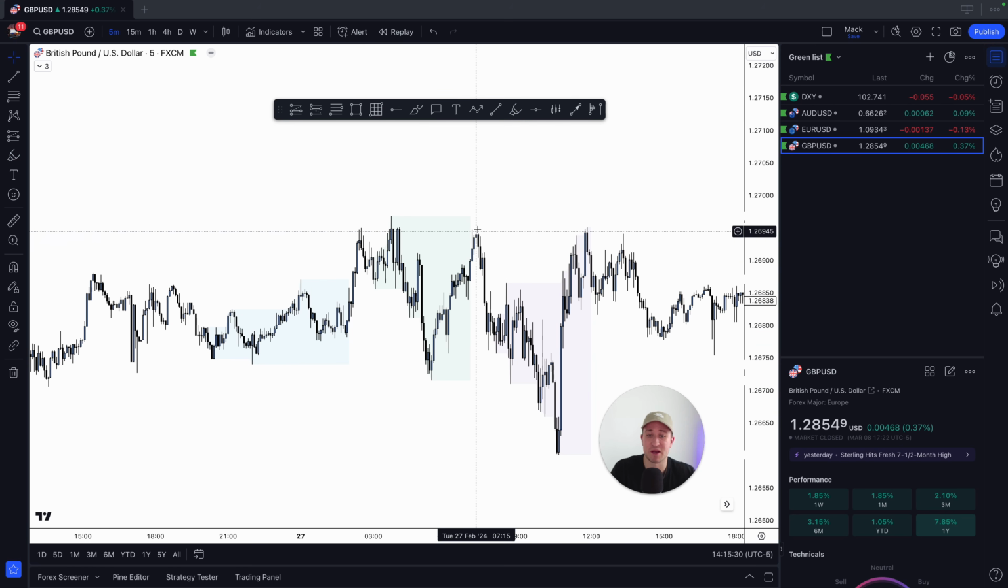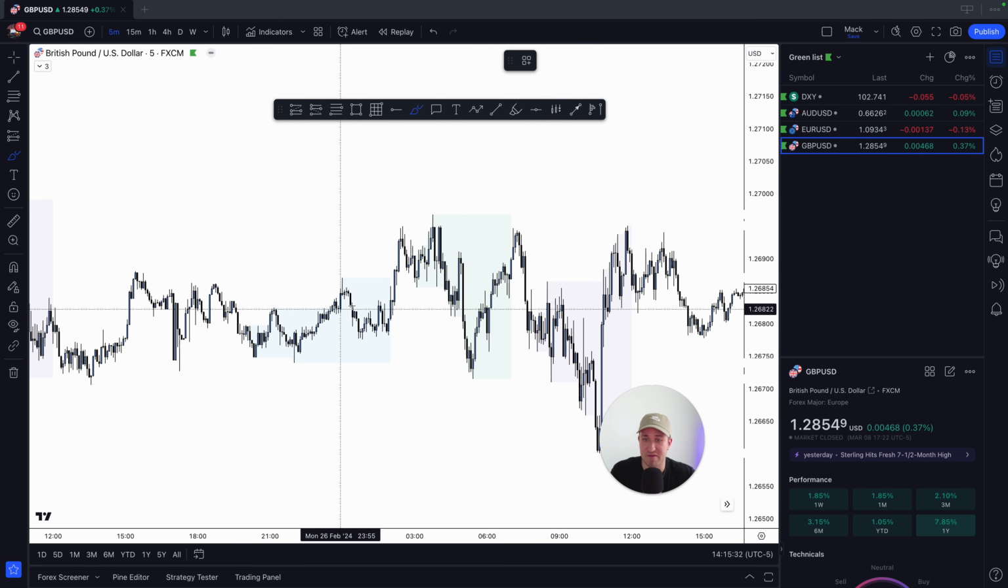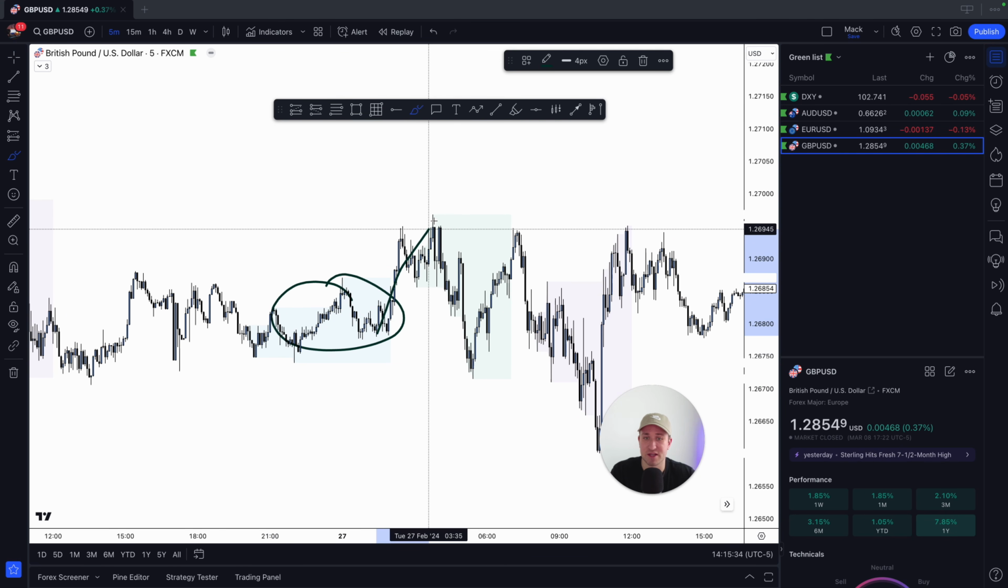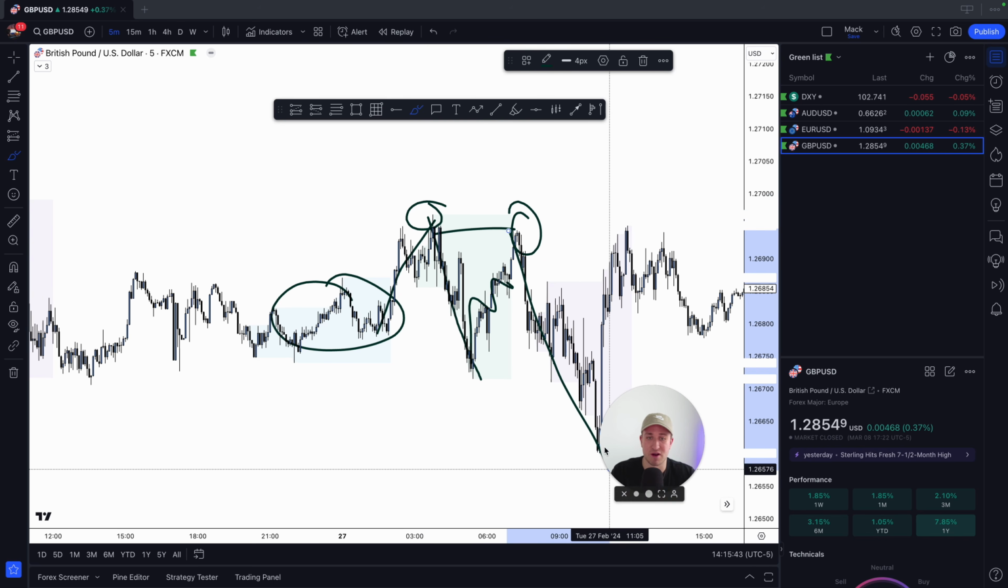So here's a perfect example of variation 1. You can see we have Asia range over here. London session takes the top of Asia range, creates a market shift, right? So this is our market shift. We come up, and then New York session right here gives us our entry to continue down.